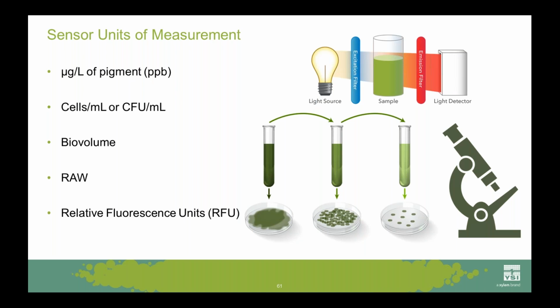Now, hindsight being what it is, I wish our industry had never tried to translate these lab-based measurements of parts per billion of pigment, cells per mil, and God help us, colony forming units per mil to monitoring tools. And now that you know how these algae sensors work, it might be becoming clear to you that you can't really measure these things directly in the water. So we're going to talk a little bit about them, and then we'll come back to what I think you should be using, which is a relative fluorescence unit.